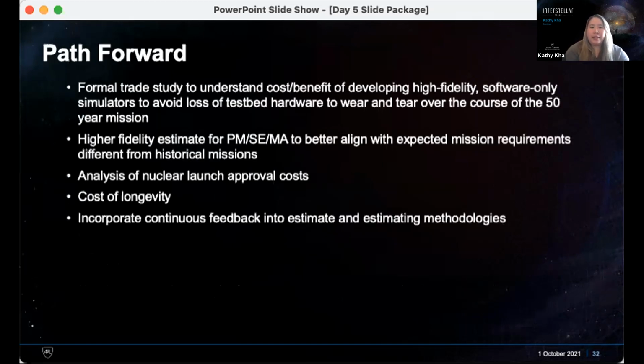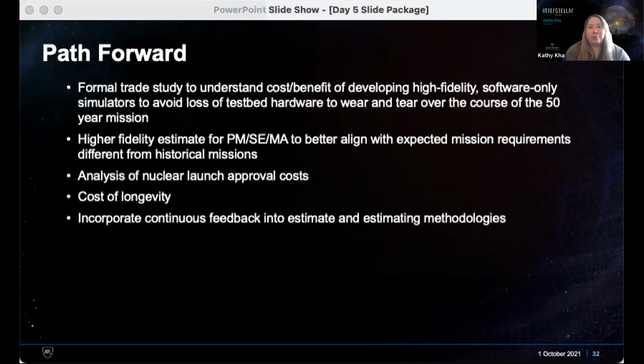Okay, so this is my last slide, actually. What things do we still want to get a better understanding of for the Interstellar Probe estimate? Some of the things we're looking into deeper is the development of high fidelity software-only simulators, because testbed hardware that's going to last for 50 years is hard to come by.